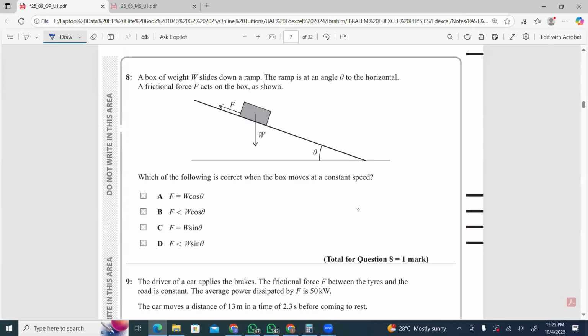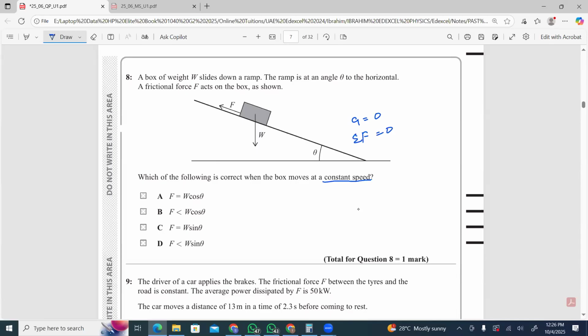A box of weight W slides down a ramp. The ramp is at an angle theta to the horizontal. A force F acts on the box as shown. Which of the following is correct when the box moves at a constant speed? Another keyword. You need to focus on the keywords if you want to be successful in this exam. Constant speed means acceleration is zero. When acceleration is zero, the sum of forces is also zero, okay?